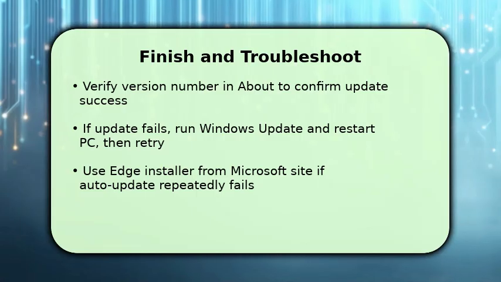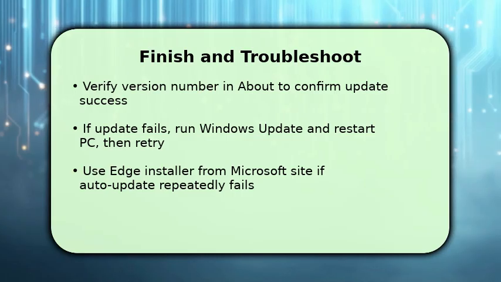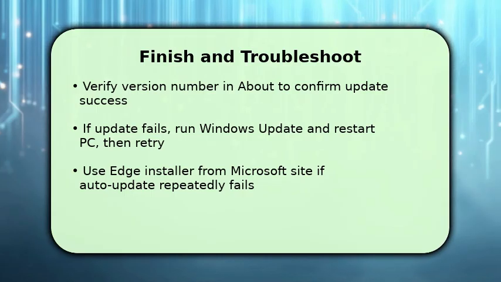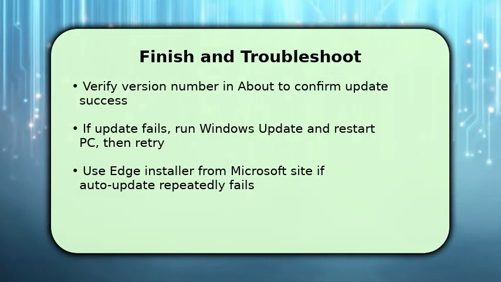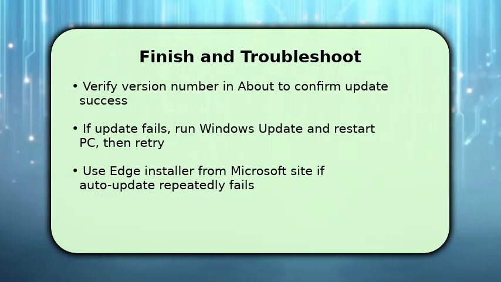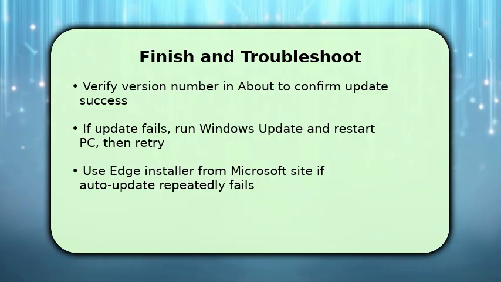If Edge won't update, run Windows Update to ensure system components are current, restart your PC, and try the About process again. This fixes many dependency problems. If the automatic path still fails, download the offline Edge installer and run it as administrator to replace files. This manual approach solves corrupted update loops and incomplete installs.